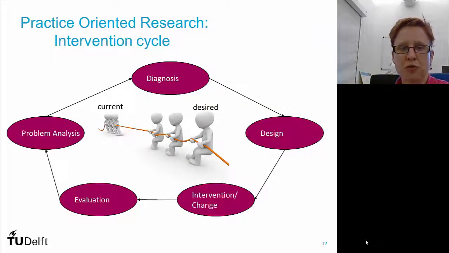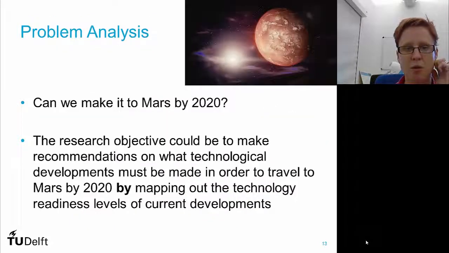The practice-oriented research is really about the intervention cycle. If you look at a project, generally speaking, it has all these phases. And at some point in the phase, you come in to solve a problem. And this is a tug of war, basically, between the current situation and the desired situation. And at each of these points in time, you can actually intervene and do things. So let me give you a few examples.